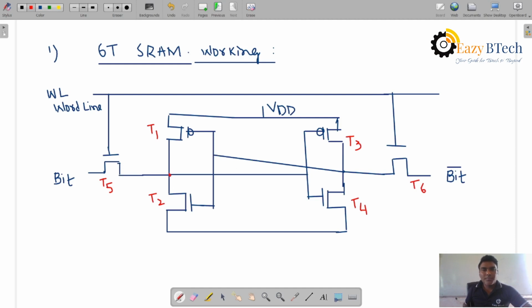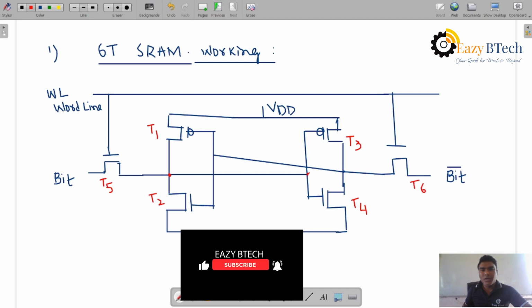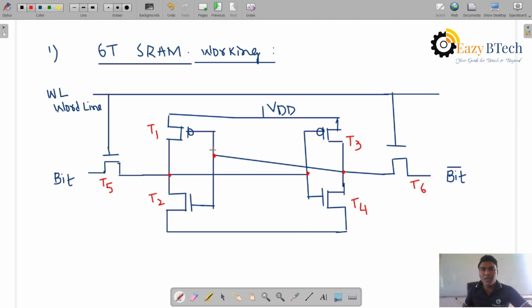Right, so here it is a connection. From here to here it is a connection. Now let us see, so data is applied.